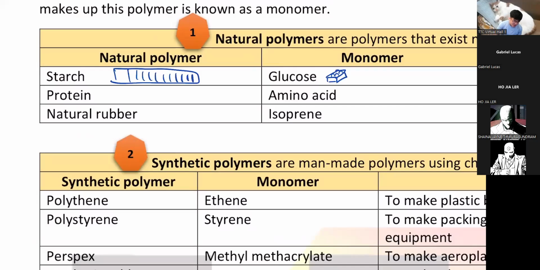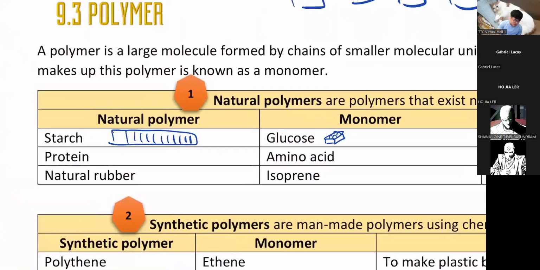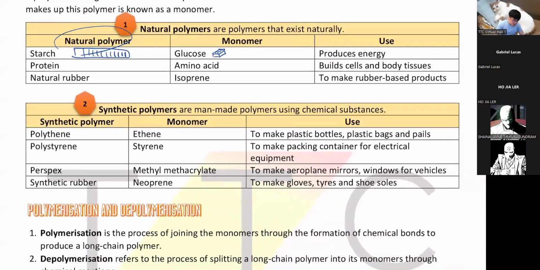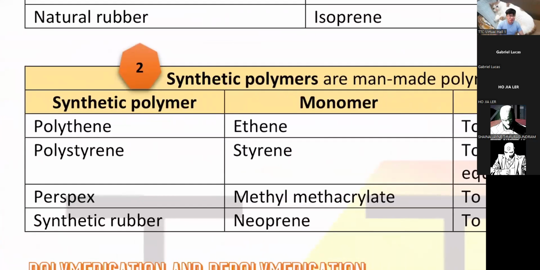So very simple here. Of course, we have protein as well. Protein is a polymer. Amino acid is the monomer. So you take one amino acid, you chain them together, you get a protein. Same goes to isoprene. We will learn this next week. Isoprene, when you chain it together, you will get rubber, latex. So these are natural polymers. Guys, in exam normally they won't ask natural polymer because our focus here would be synthetic polymer.